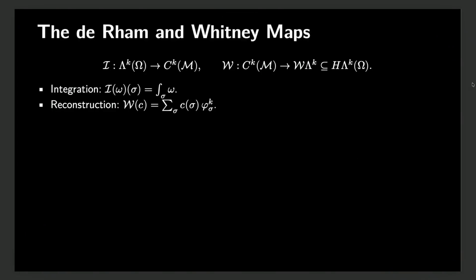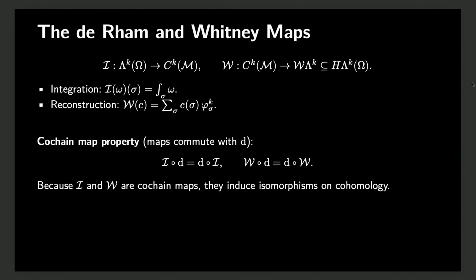These de Rham maps or Whitney maps are basically kind of not quite inverses, but they basically do the opposites of each other. One does discretization by integrating, and the other does reconstruction by using the Whitney basis functions. And these fulfill a so-called cochain map property, where they commute with the exterior derivative.